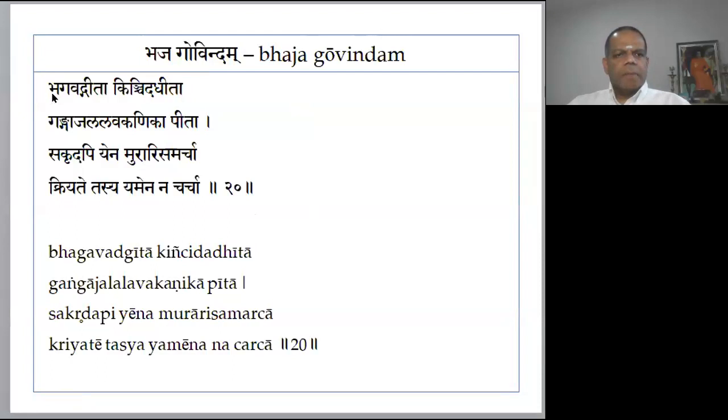So the first letter Bha is aspirated, so it's a fourth letter in the Pa Varga. Kinchida Dhi. This letter is also the fourth letter in the third class of letters, Tha Varga. So it has to be aspirated. So Dhita. Okay. In the second line, there are no aspirated consonants. So Ganga, Jalalava, Kanika, Pita. The third one also, there are no aspirated consonants. Sakridapi, Yena, Murari, Samarcha. The last line also, there are no aspirated consonants.